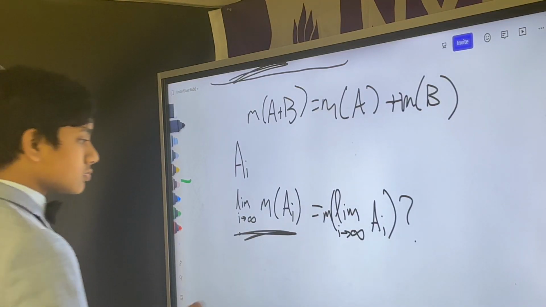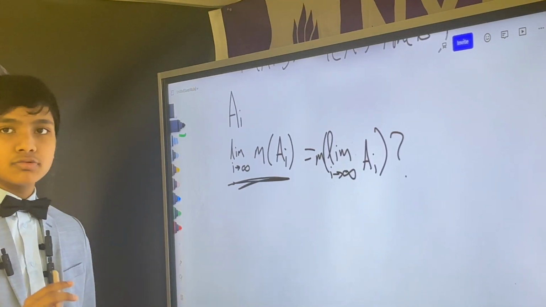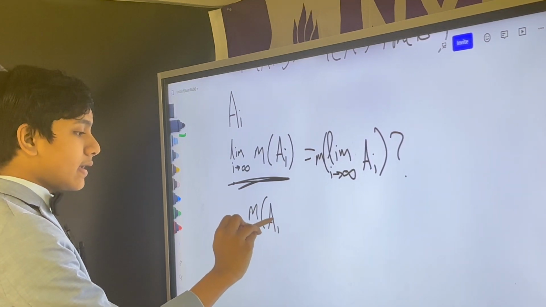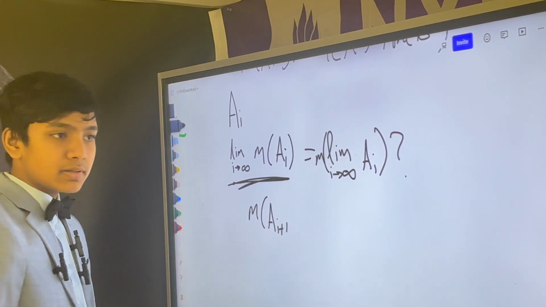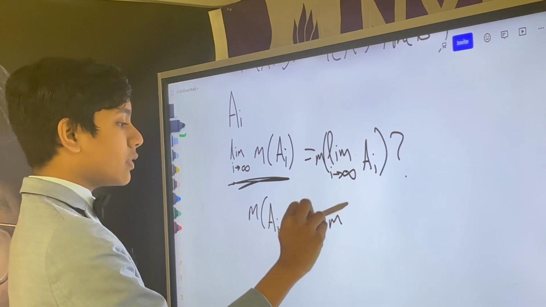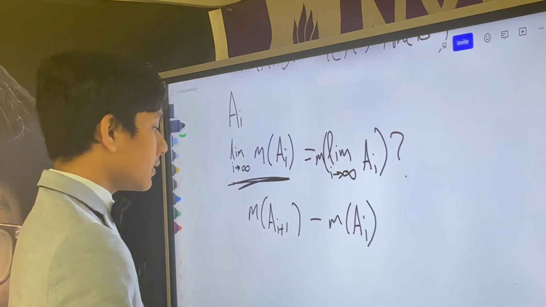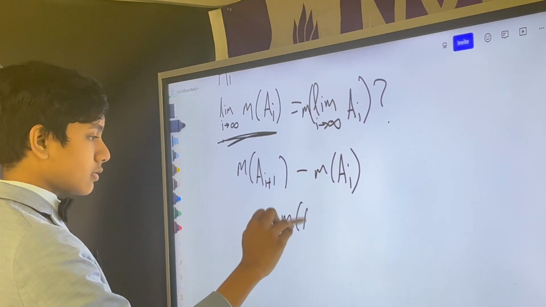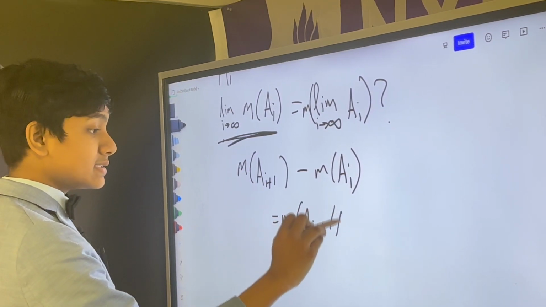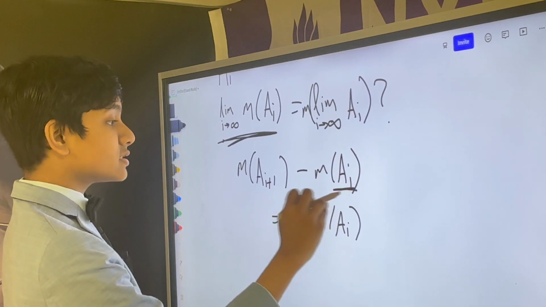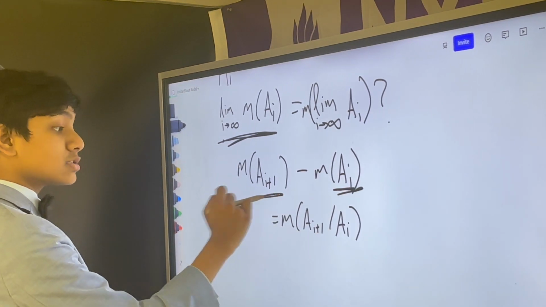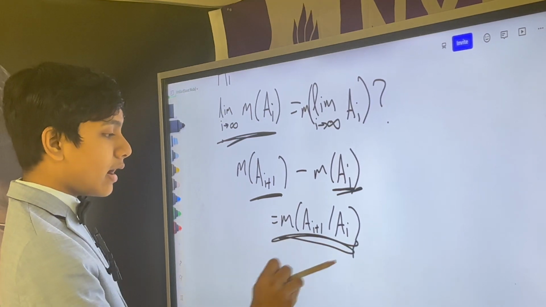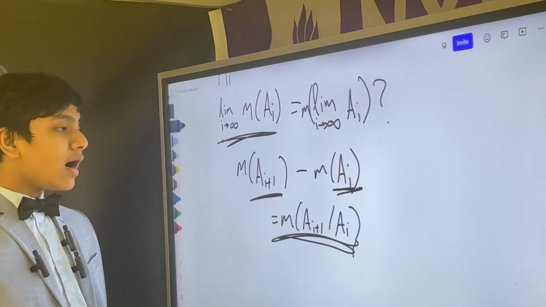Well, here's what we're going to do. We take m of A_{i+1} minus m of A_i. Now, this is going to be equal to, of course, since A_i is a proper subset of A_{i+1}, m of A_{i+1} without A_i.